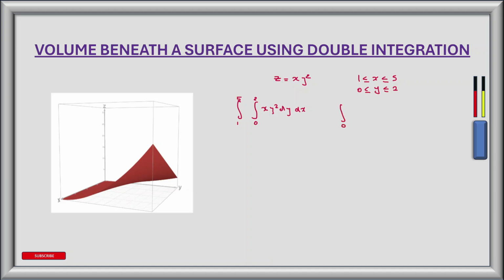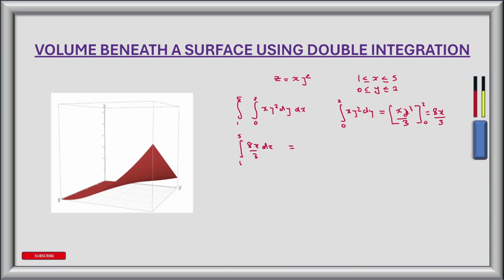So from 0 to 2 xy squared dy, we integrate this, we get xy cubed divided by 3 from 0 to 2. So if we plug in the value of 2 for y, we get 2 cubed, which is 8, multiplied by x divided by 3. And if we plug in the value of 0, we get 0. So we're left with a function 8x over 3. Now we want to integrate that. So we integrate from 1 to 5, 8x divided by 3 along the x-axis.